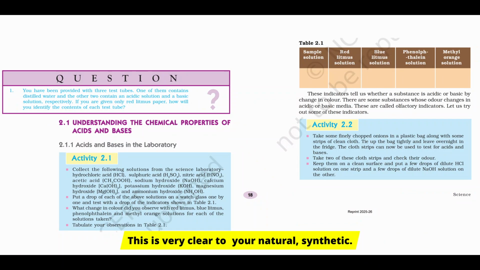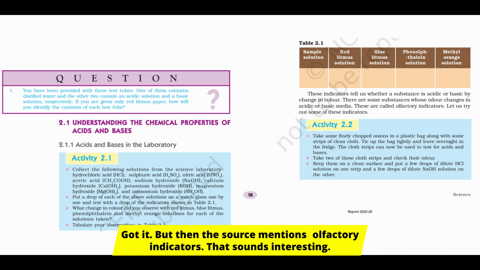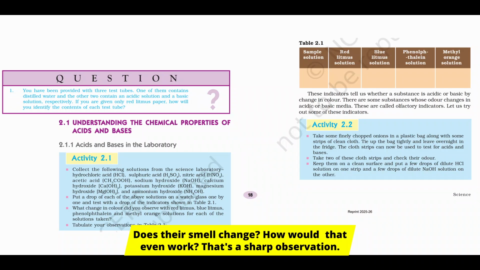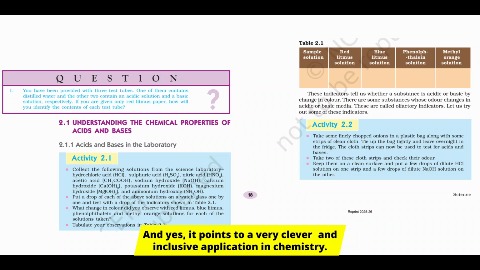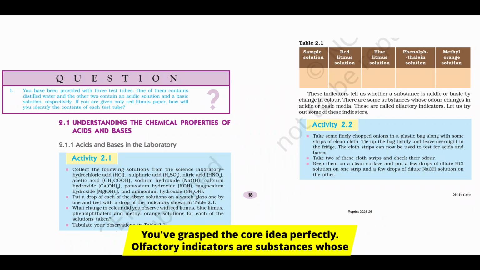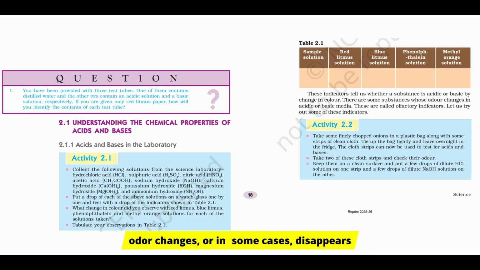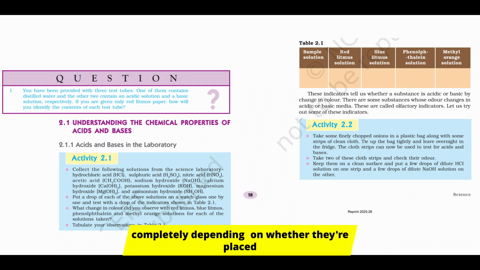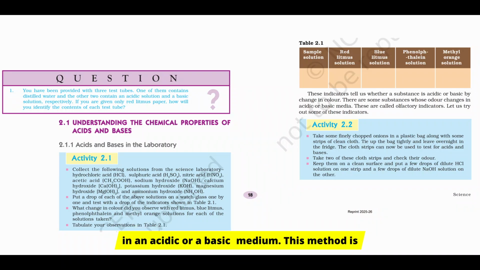This is very clear, tutor. Natural, synthetic. Got it. But then the source mentions olfactory indicators. That sounds interesting. Does their smell change? How would that even work? That's a sharp observation. And yes, it points to a very clever and inclusive application in chemistry. You've grasped the core idea perfectly. Olfactory indicators are substances whose odor changes, or in some cases disappears completely, depending on whether they're placed in an acidic or a basic medium.